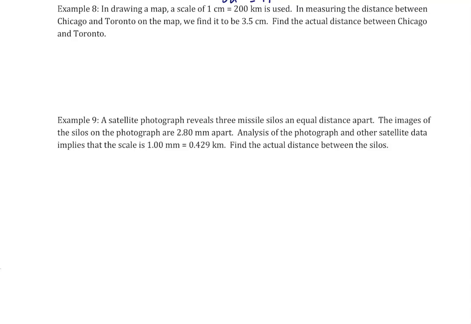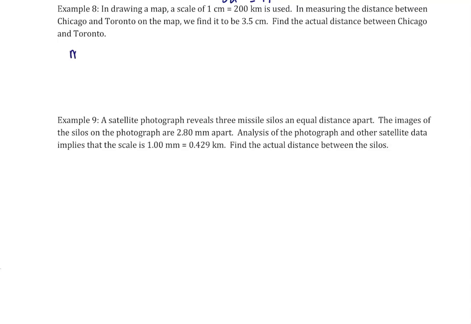So we're going to measure the distance between Chicago and Toronto on the map. If we measured that to be 3.5 centimeters, if we wanted to find the actual distance between Chicago and Toronto, we would use this scale factor and this idea that these are similar triangles. So we're using the similarity idea. We're not necessarily making a triangle here, but we are using this idea of similarity when dealing with scale drawings.